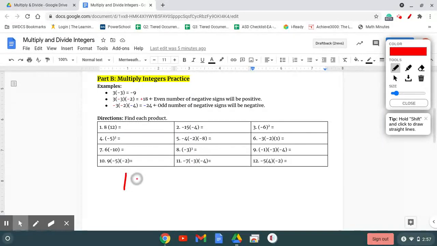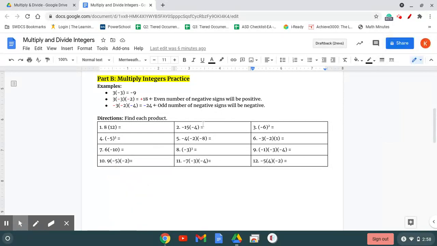So to do this, we're going to put 12 times 8. We take 2 times 8 is 16. Carry your 1. 8 times 1 is 8. 8 plus 1 is 9. They're both positive, so our answer is just going to be a positive 96. Again, make sure you're showing all of your work.